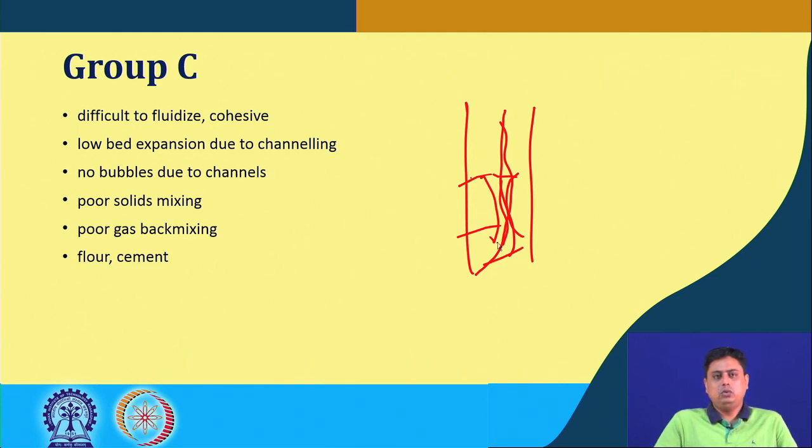Quite naturally, you do not have required mixing of the solids. You do not have gas back mixing. The examples of group C particles we already mentioned are, let's say, the flours we have, wheat, cement, this kind of material. So virtually there is no expansion due to this channeling effect. Very poor solids mixing, very poor mixing if you require in such bed. Naturally, poor heat transfer, mass transfer, everything is involved in there, in a consequential way.